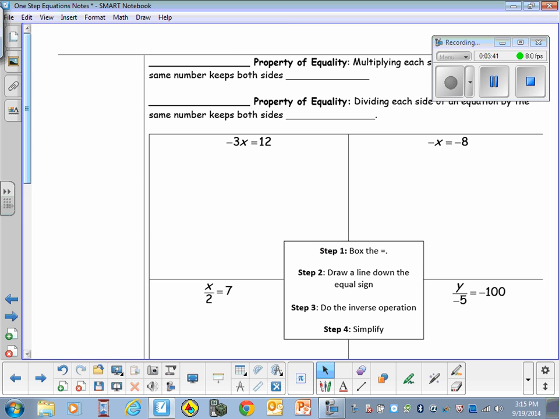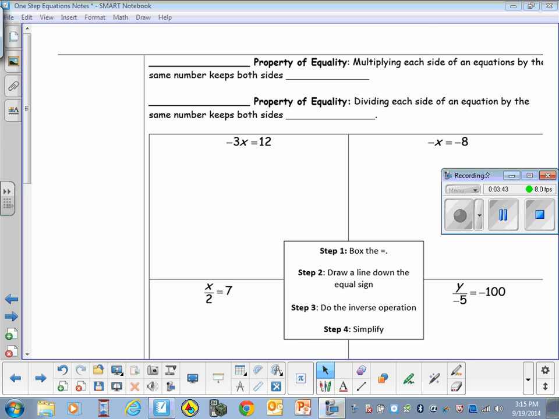There are some additional properties of equality that we need to know. The multiplication property of equality allows us to multiply both sides of the equation by the same number and keeps both sides equal or balanced. The division property of equality allows us to divide both sides of an equation by the same number and keep both sides equal.